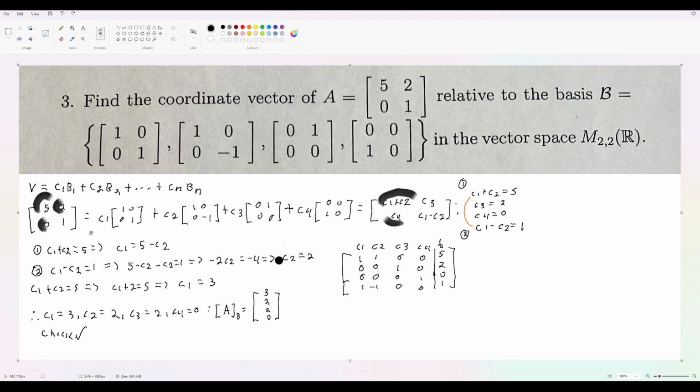Then we can sub c2 back into whichever equation over here. We get c1 plus 2 equals 5, so c1 is equal to 3. Therefore c1 equals 3, c2 equals 2, c3 equals 2, and c4 equals 0. So we can set up our coordinate vector of A with respect to the basis, which is just 3, 2, 2, 0. Or we can set up a matrix over here to solve this. You can do either way, it doesn't really matter.